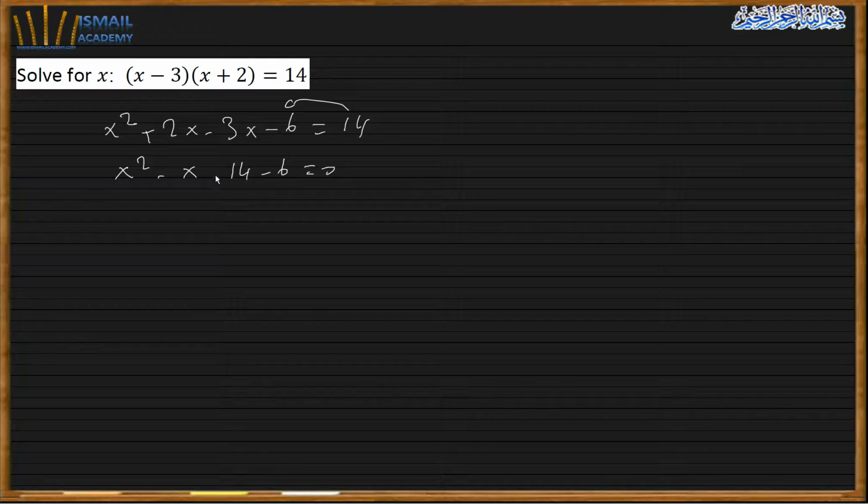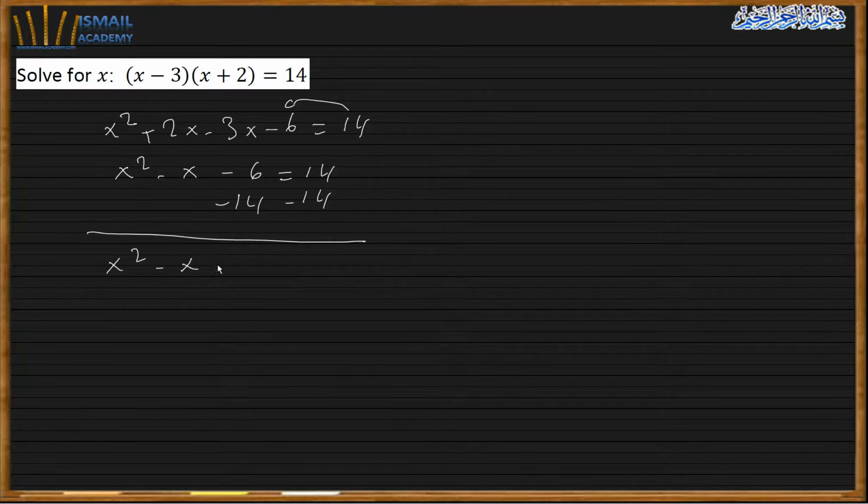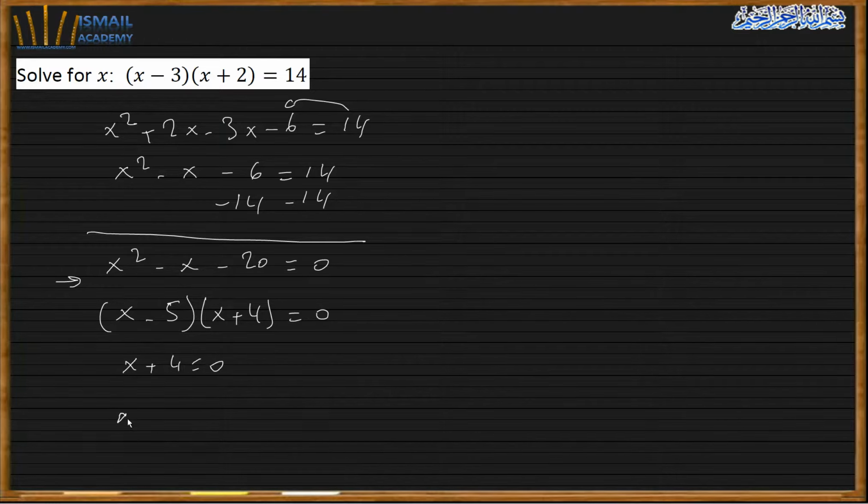So x squared minus x minus 6 equal 14. So minus 14 both sides. So I got x squared minus x minus 20 equals 0. So quadratic formula, and you're done. Because I know how to factor this, I factor it, but don't do it the way I'm doing it. If you get this, use the quadratic formula right away, and you'll be done. So it's going to be x plus 4 equals 0, x minus 5 equals 0, so minus 4 both sides. So I got x equal minus 4, or x equal 5 if I add 5 both sides.